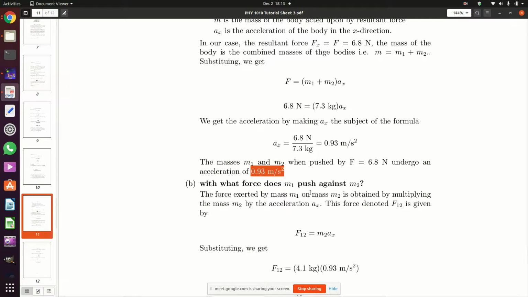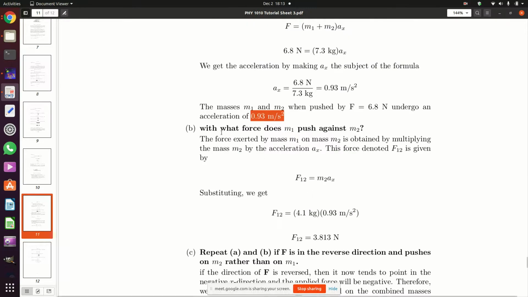So in this case, the acceleration is the same for the two masses. Okay. Next thing is, with what force does M1 push against M2? Now, the force which an object experiences, regardless of whatever is causing it, is equal to the mass of that object experiencing the force. So in this case, we are talking about M2. M2 is the one which is being pushed by M1.